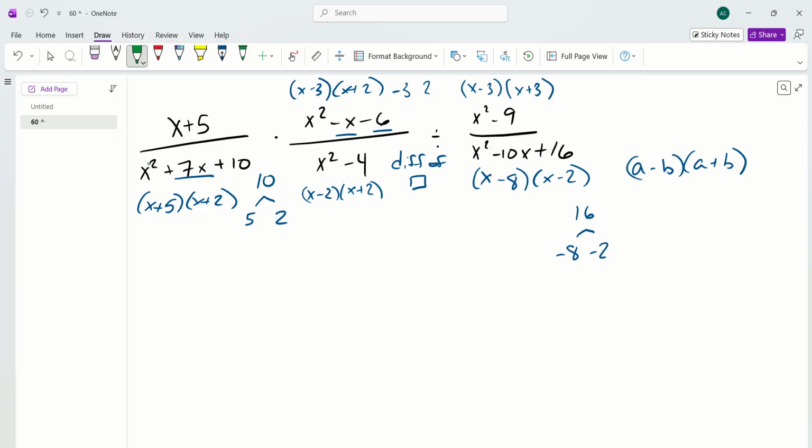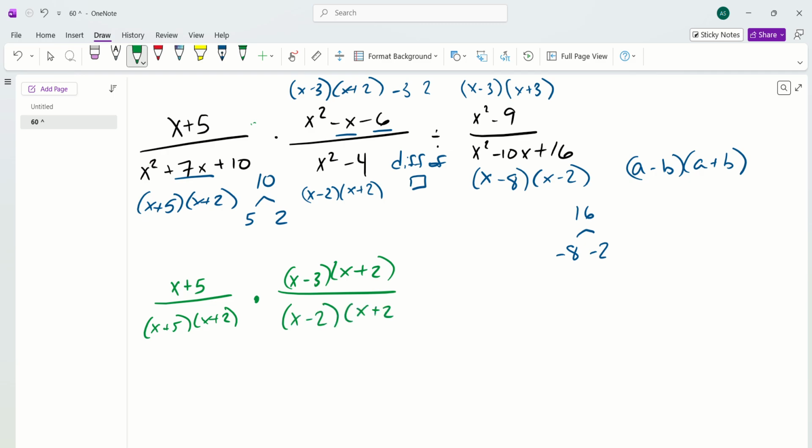From here, you're going to think about your fractions. So multiplying, you're going to keep the fractions. Dividing, you're going to keep, change, flip. So this one I don't have to flip because it's not behind a division sign, so I'm just going to keep it. x plus 5 over x plus 5, x plus 2 times. Again, this fraction right here is not behind a division sign, so I do not have to flip it. So I'm going to keep it. x plus 2 over x minus 2, x plus 2.